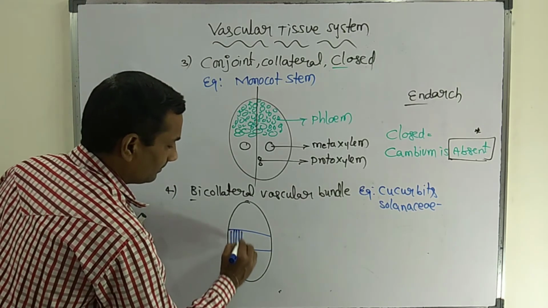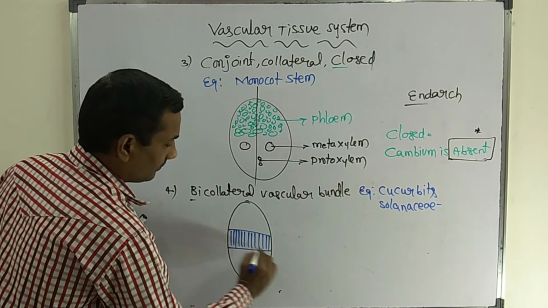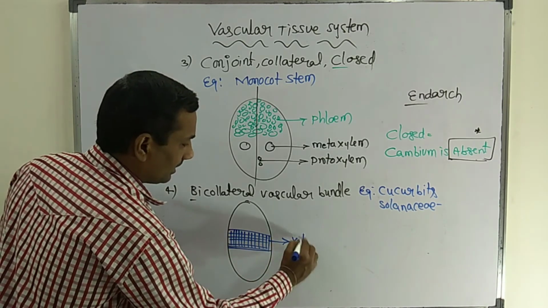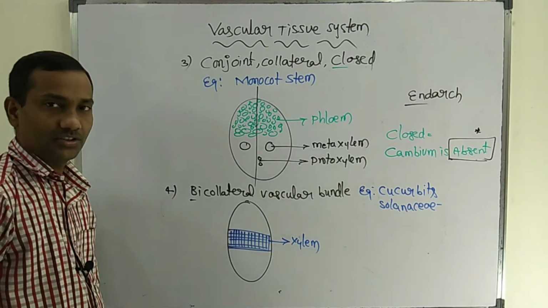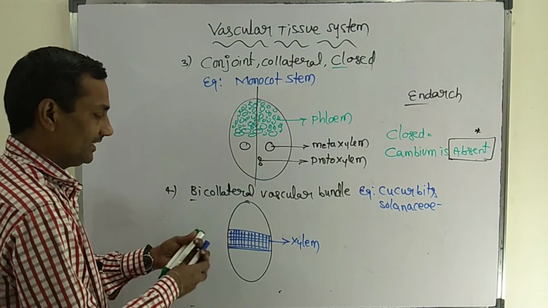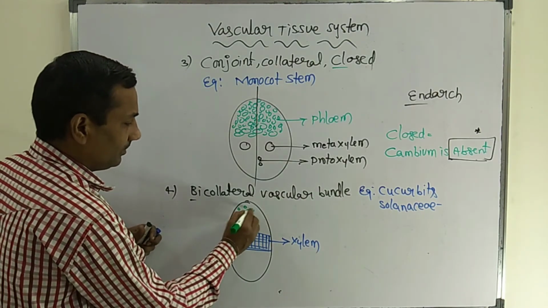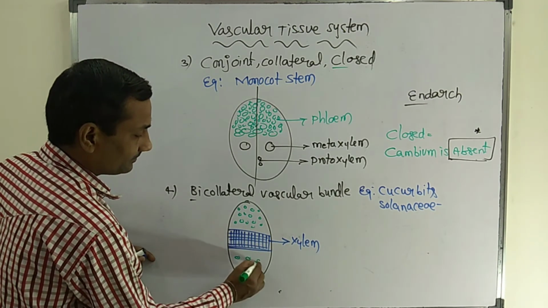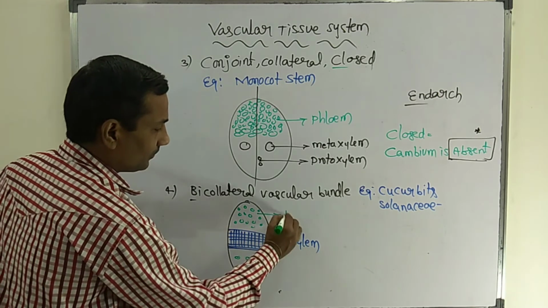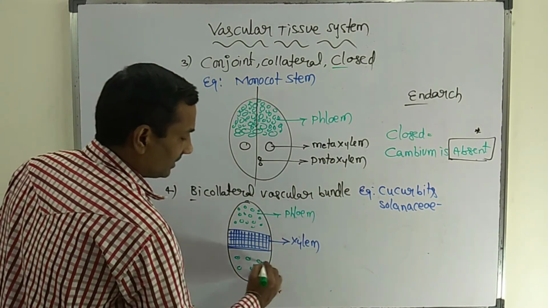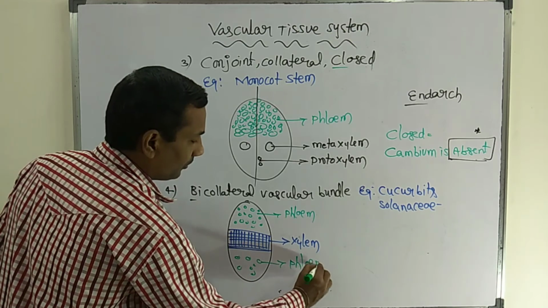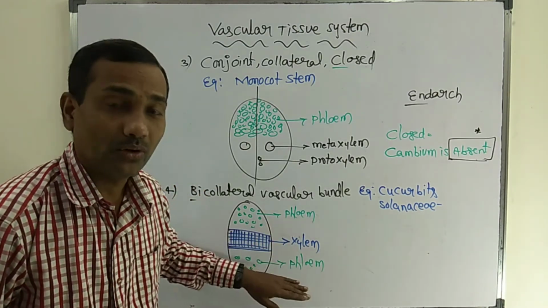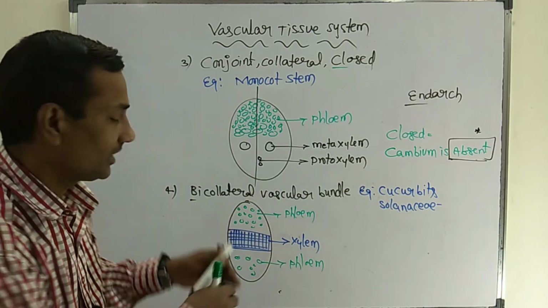This is total xylem. Whatever tissue is there at the center, that is the complete xylem tissue. Xylem is located at center. The phloem will be on either side of the xylem. Phloem will be on two sides. This is phloem. This is also phloem. How can you describe this type of arrangement? Phloem is located on either side of the xylem.